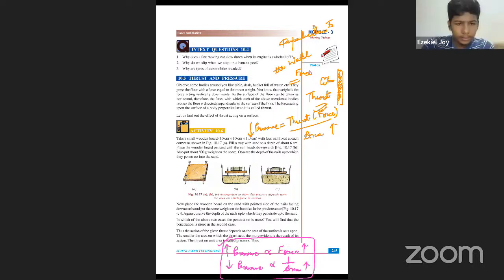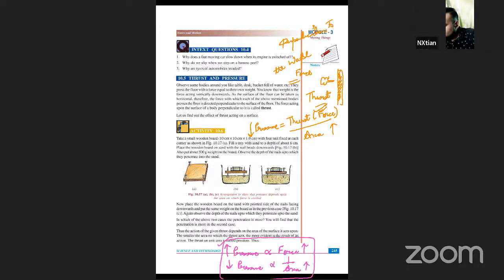Sir, in that pink box you made down below, it's written pressure. And what is that thing? Area and pressure. First is force, second one is area. No, I was asking what is the sign in the middle? It is called the proportionality sign.